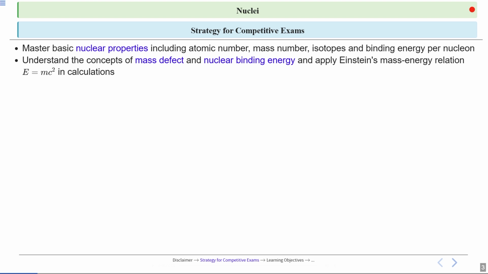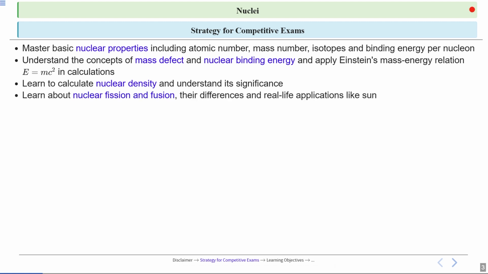The mass defect is the difference between the mass of a nucleus and the sum of the masses of its individual protons and neutrons. We use Einstein's famous equation E = mc², where E is energy, m is mass and c is the speed of light, to calculate this energy. You should learn how to calculate nuclear density. Nuclear density is the mass of the nucleus divided by its volume, and it's almost the same for all nuclei.